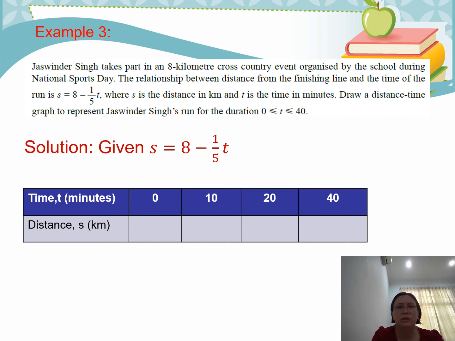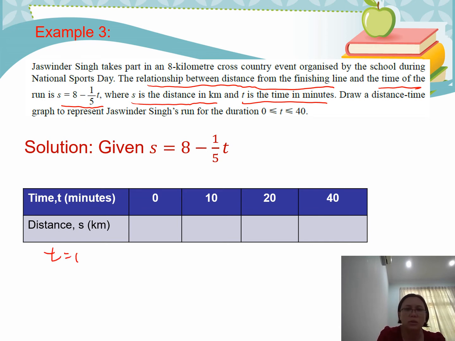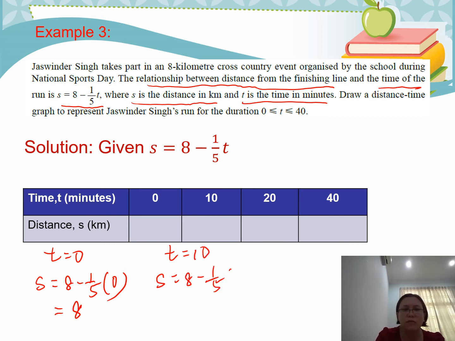Example 3. Look at the question here. The relationship between the distance from the finishing line and the time of the run is S equal to 8 minus 1 over 5t, where S is the distance in km and t is the time in minutes. Draw a distance and time graph to represent Jaswinder Singh's run. So you have to fill up the table by calculating the distance. When t equal to 0, S equal to 8 minus 1 over 5 times 0, so S equal to 8. When t equal to 10, S equal to 8 minus 1 over 5 times 10. The answer is 6. When t equal to 20, the distance is equal to 4. When t equal to 40, the distance is equal to 0.